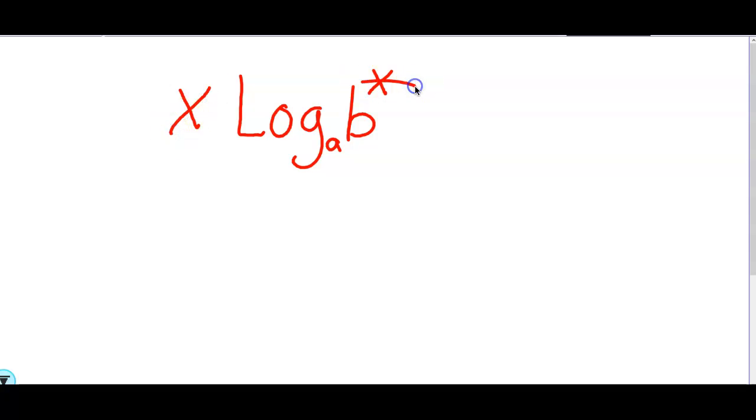Okay, so before we begin, I want to review with you guys a log rule. You do not need to write this, but if I have this, what can I do with that x? You could put it to the front, right? We're going to be using that all day today. That's our main rule. So here we go.